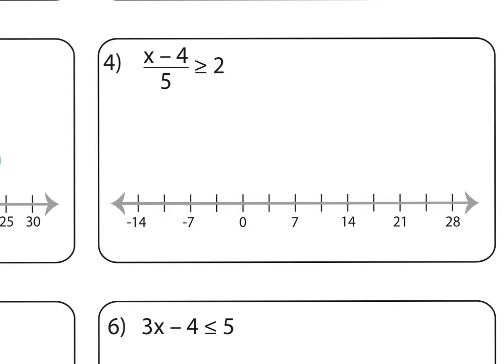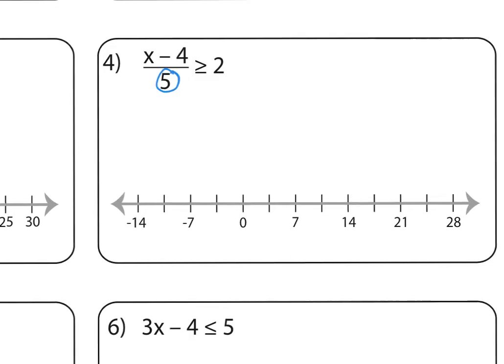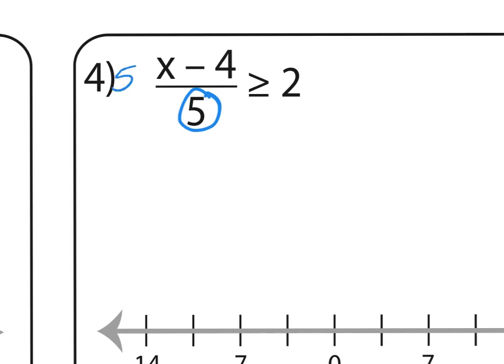In this question, we got a fraction here. We get x minus 4 over 5 greater than or equal to 2, right? So the first thing, let's try to get rid of the fraction. So we need to cancel the 5. Now remember, 5 is a denominator, so we need to multiply by 5 on both sides. And that's going to be x minus 4 greater than or equal to 10, right?